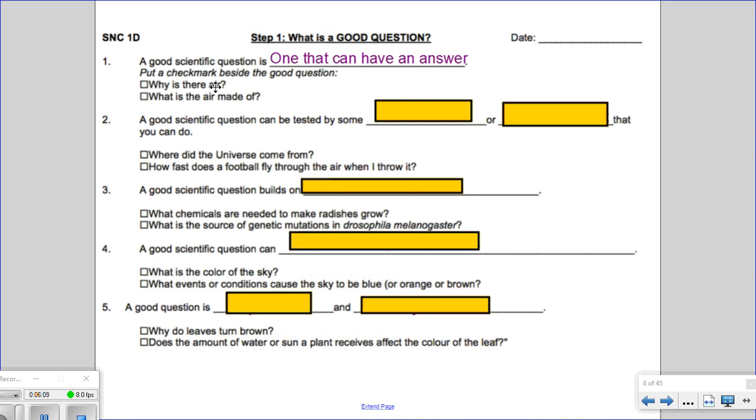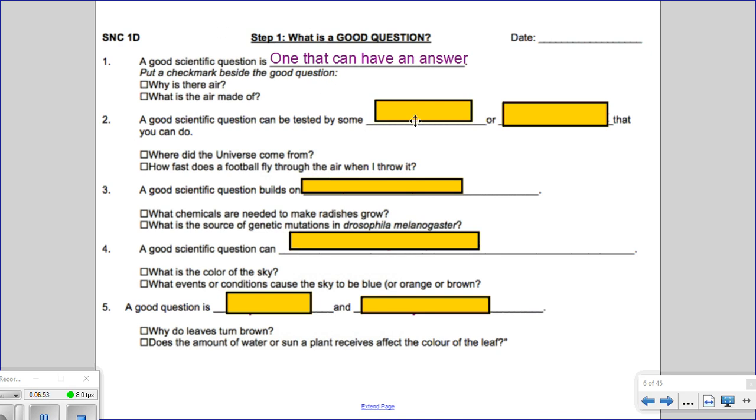So why is there air, or what is the air made of? If we're looking at a question that can have an answer, why is there air? We really can't come up with a concrete answer for that. We could philosophize about why there is air, but it's not something that we can get an answer to. What is air made of? We can sample the particles of air and actually determine what the air is composed of and what percentage of molecules make up that air. And so, what is air made of would be a good question that satisfies this particular criteria.